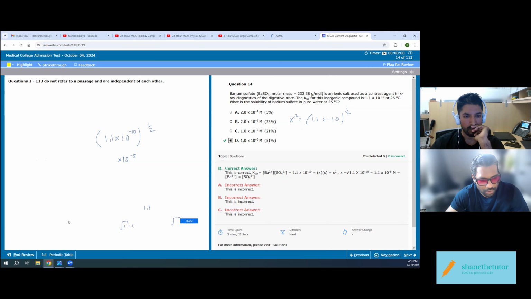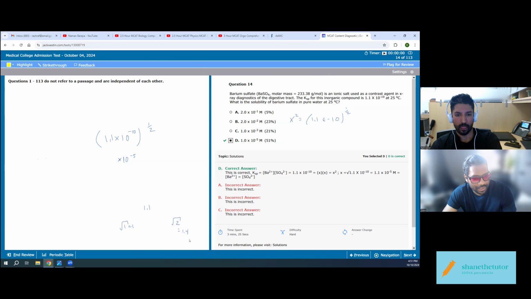And for the 1.1 thing, we know that the square root of 1 is 1. We know the square root of 2. Well, I guess we don't know that, but I do. It's 1.4. But you can just move on to the square root of 4, which is 2. So we know that 1.1 must be between 1 and 2, but significantly closer to 1. So we could just say that that's a 1. And so that'll be your answer, right?